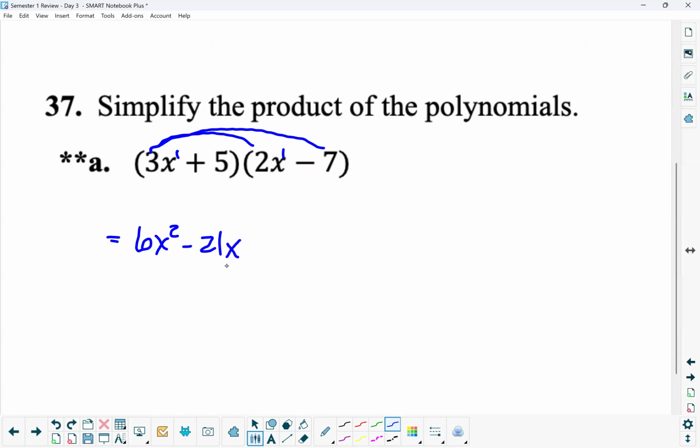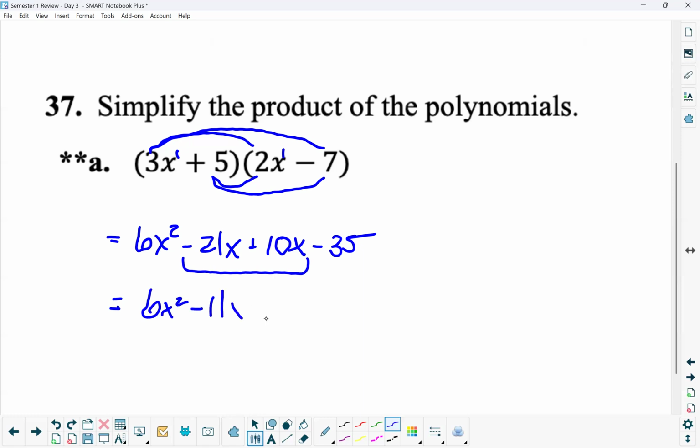And that has an x. Inner, 5 times 2x is plus 10x. And last, 5 times minus 7 is negative 35. With FOIL, I have my like terms right next to each other. So I have 6x squared minus 11x minus 35.